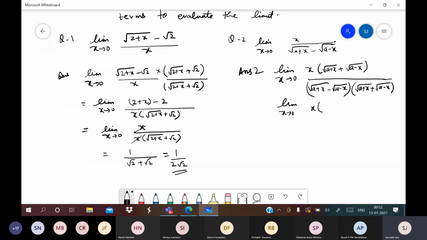So this is x upon root a plus x plus root a minus x. In the denominator it is a plus x minus a minus x. Okay, so obviously you can't multiply the numerator, you can leave it as it is.